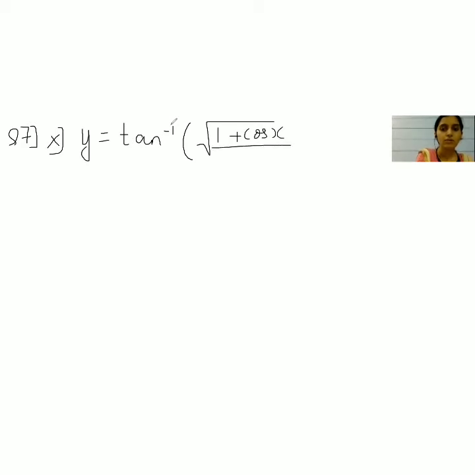We were doing exercise 1.2 on question 7. Okay, so I'm beginning with question 7. The last two questions were remaining, 2 or 3. So let me start with question 7, the 10th one, right? So the 10th question says y is equal to tan inverse of root of 1 plus cos x upon 1 minus cos x.